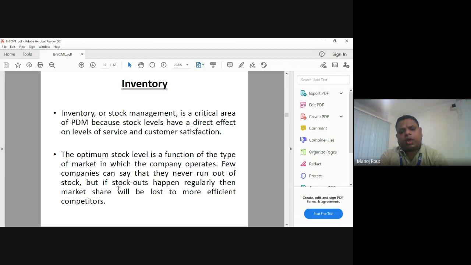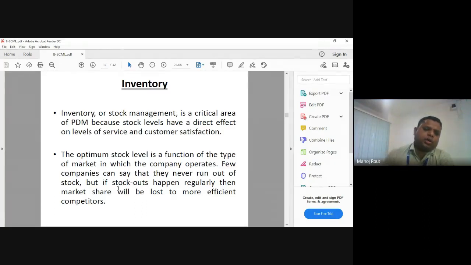So moving to point number 2, the optimum stock level is a function of the type of market in which the company operates. Few companies can say that they never run out of stock. But if stock-outs happen regularly, then market share will be lost to more efficient competitors. So unavailability of stock directly hampers your market share. That is why you always have to be conscious of your optimum stock level, balancing demand and supply.